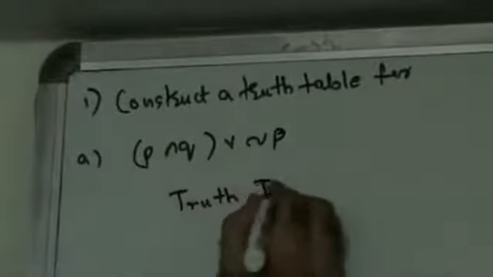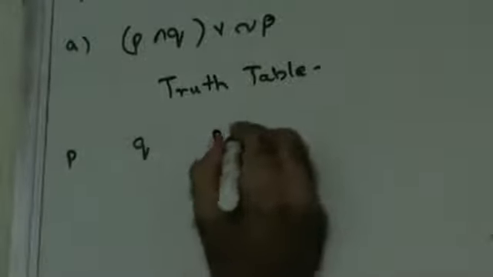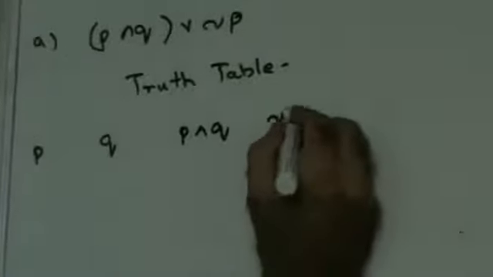Truth table. The first two columns will always be the two variables given to you, P and Q. So the first column will be P, the second column will be Q. Right? Now start from the bracket. You need P and Q. You need a not P. And you need or between P and Q or not P.